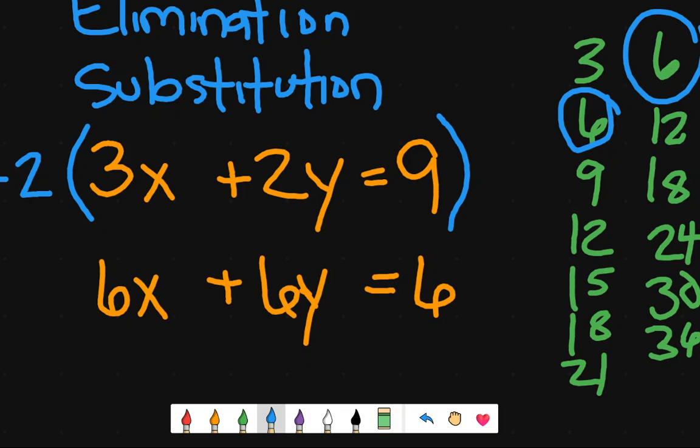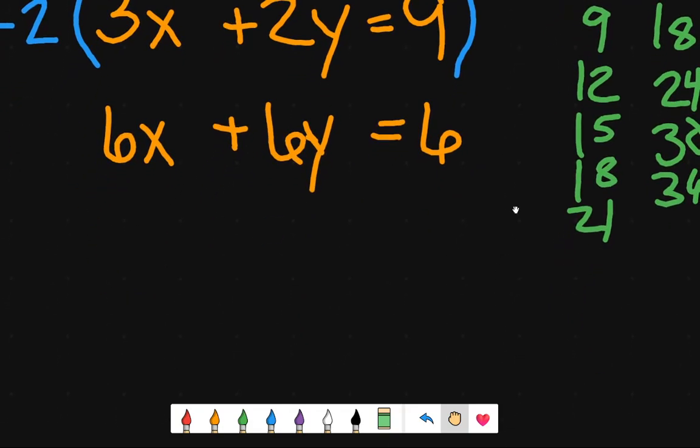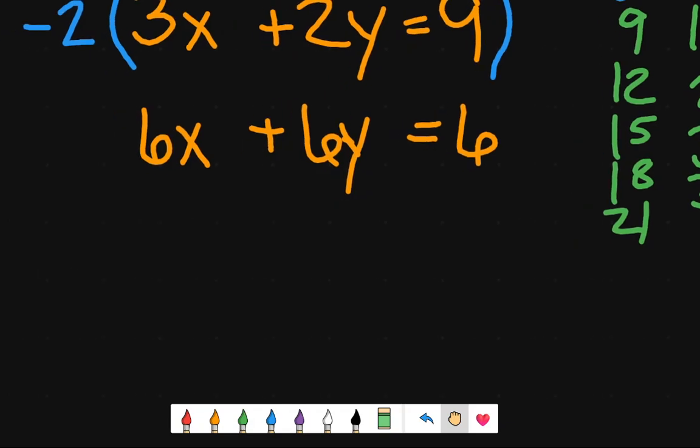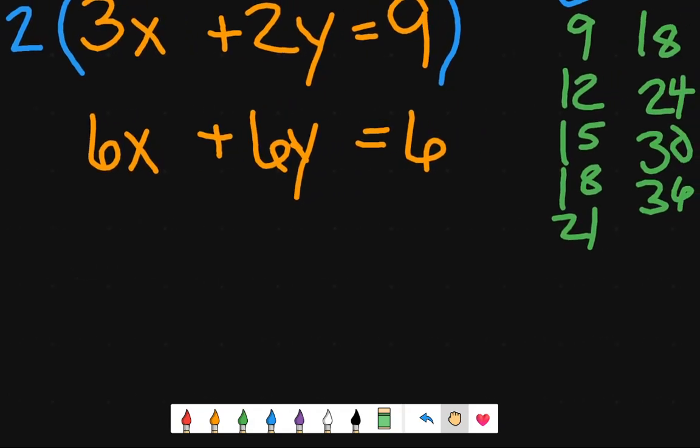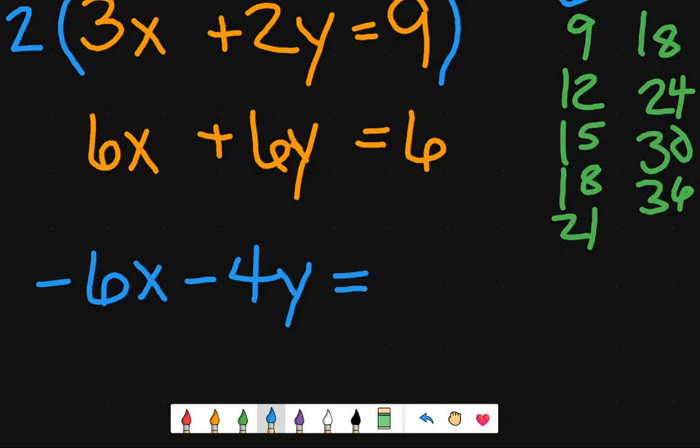Now we have to distribute that negative 2 to 3x, to 2y, and to 9. So let's do that. Negative 2 times 3x is a negative 6x, which is what we wanted. Negative 2 times a positive 2y is a negative 4y. And negative 2 times 9 is a negative 18.